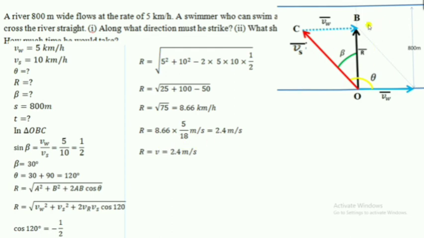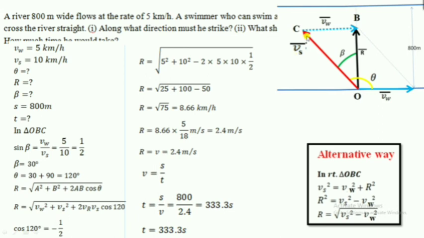Now we have to find the time. So we know speed is equal to distance upon time. So time is distance by velocity. So distance is 800 meter and speed is 2.4, so you will get 333.3 seconds. So swimmer will take 333.3 seconds.